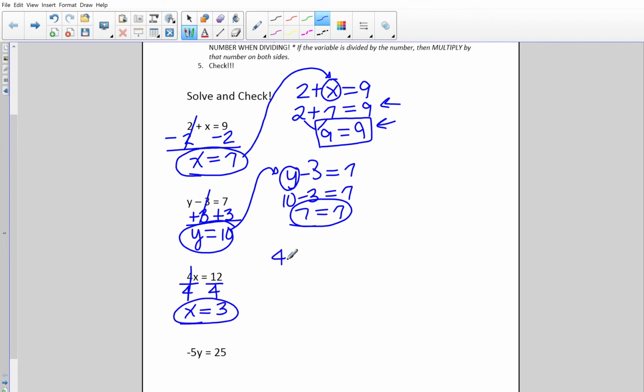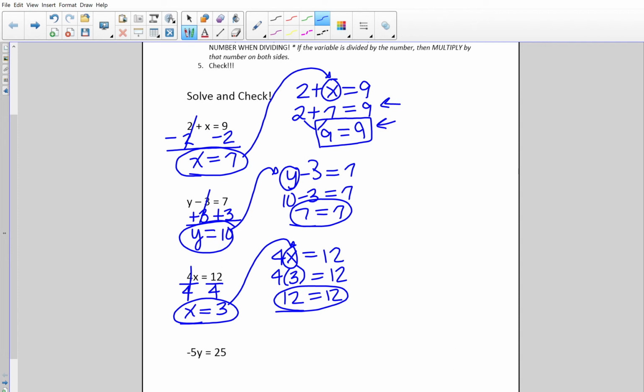And here I've got 4x is equal to 12. I'm going to replace my x with the 3. Now this is 4 times x, so it's 4 times 3 is equal to 12. 4 times 3 is 12, and 12 is equal to 12, so I know that I have my correct solution.